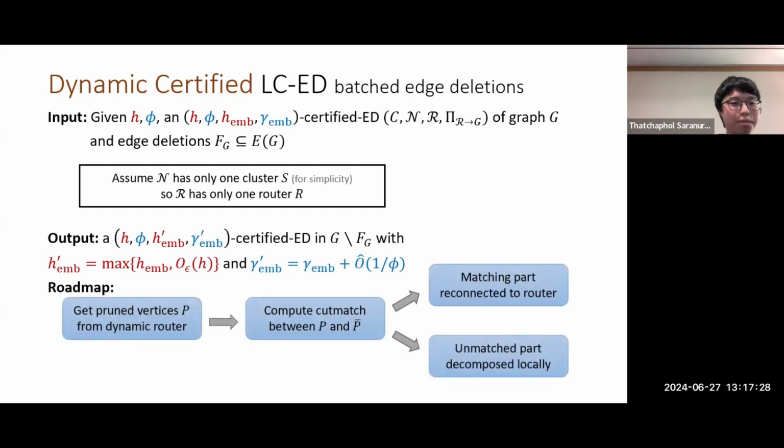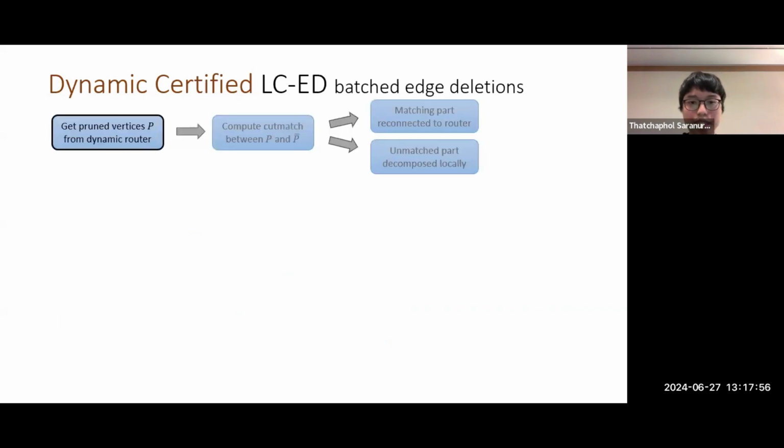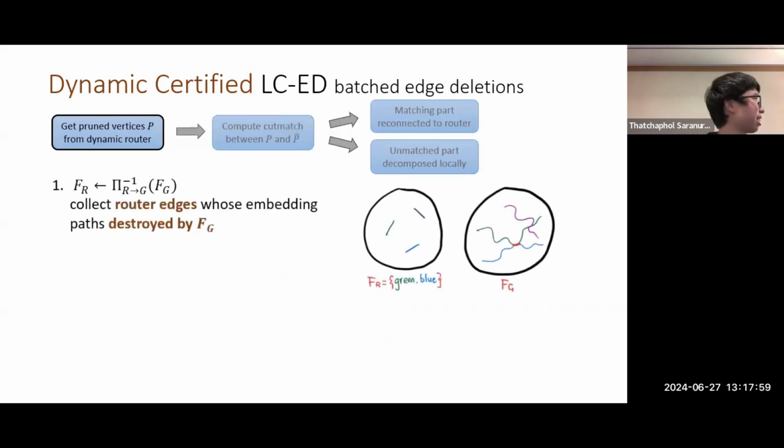We first get some pruned vertices by pruning the dynamic router, and then use cut match to match between the pruned vertices and the rest. The matching part, we can easily reconnect to the router, because we have a matching. And the unmatched part, we just decompose it locally. Let's quickly go through this algorithm.